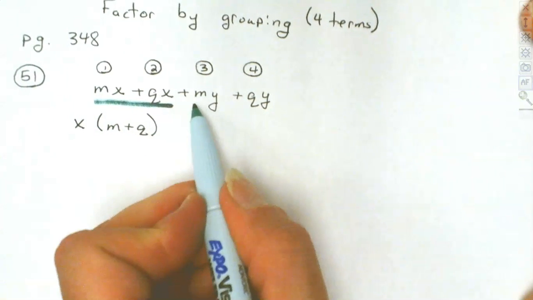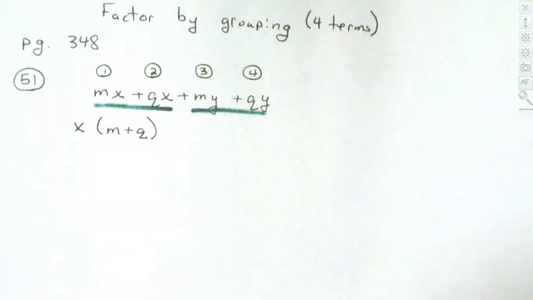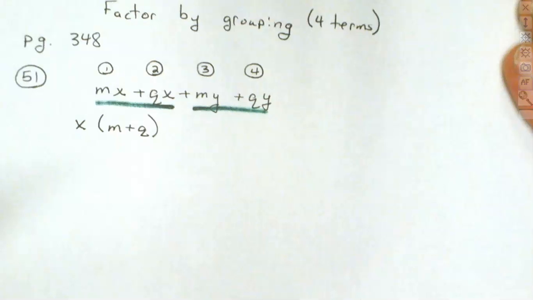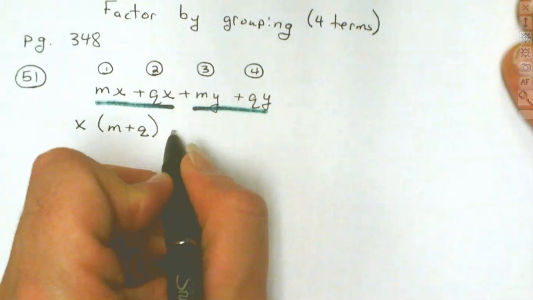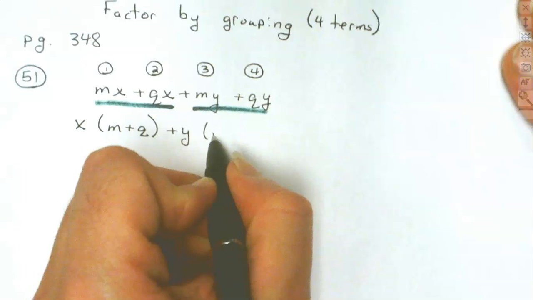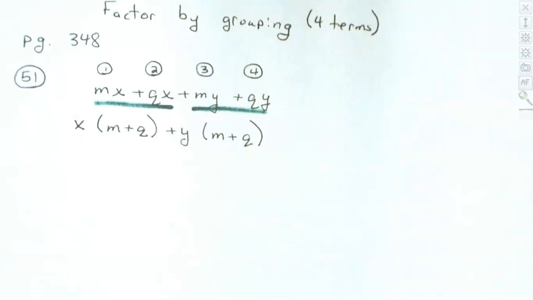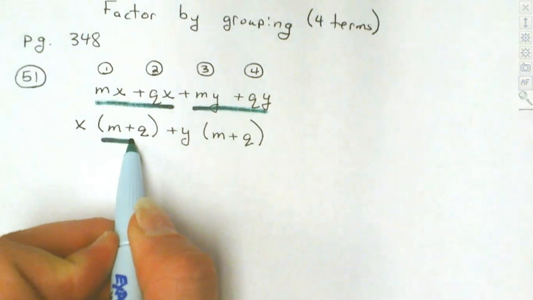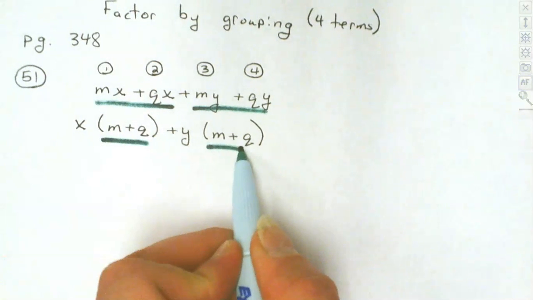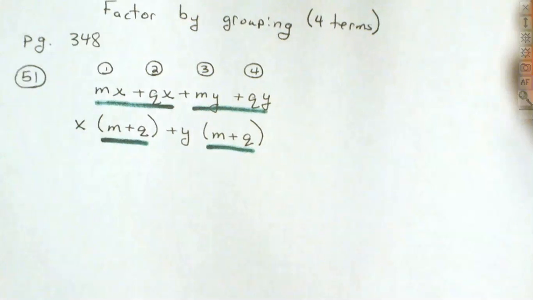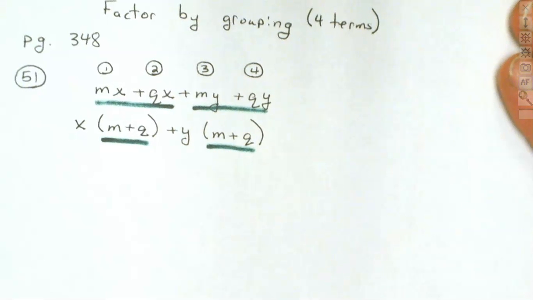The next 2 pieces, we group those together. What do they have in common? Well, they both have the variable y in common. So we factor them by grouping. We group the first 2 together. We group the last 2 together. Now, once we have done that, we look and the parentheses should be the same. So once we factored by grouping, then we look at our parentheses, and our parentheses are the same.